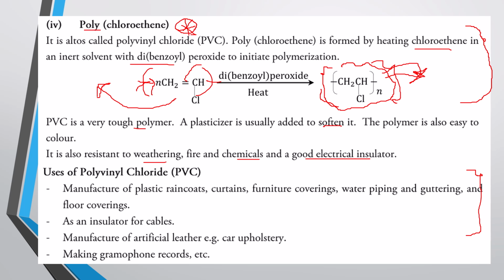One of them is the manufacture of raincoats, curtains, together with furniture coverings. Also water piping and guttering. We can also use it as insulation for cables, and in the manufacture of artificial leather. We can also use it in the manufacture of gramophone records, among others. The good thing with polymers is that wherever you have seen a plastic being used, or anything which is a poor conductor of heat being used, polymers mainly are poor conductors of heat.